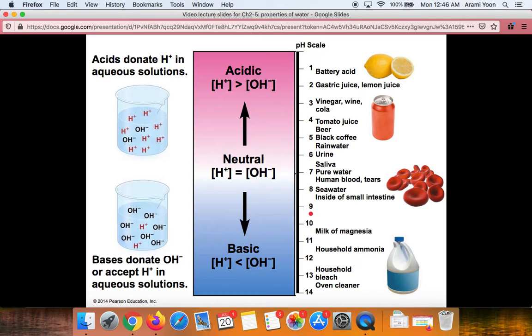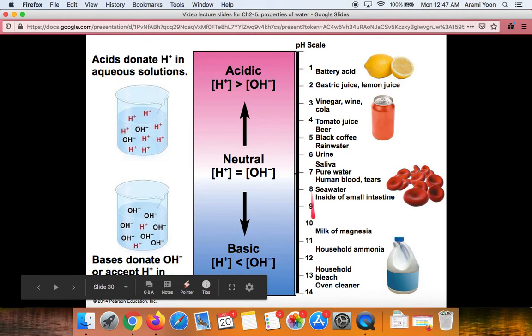Here you can see that bases have a pH higher than 7. So bleach, for example, has a pH of 13. The higher the pH, the more basic the solution. The lower the pH, the more acidic the solution.